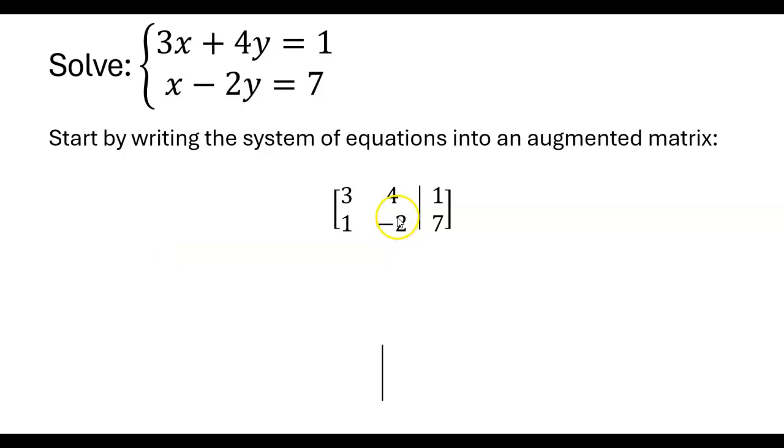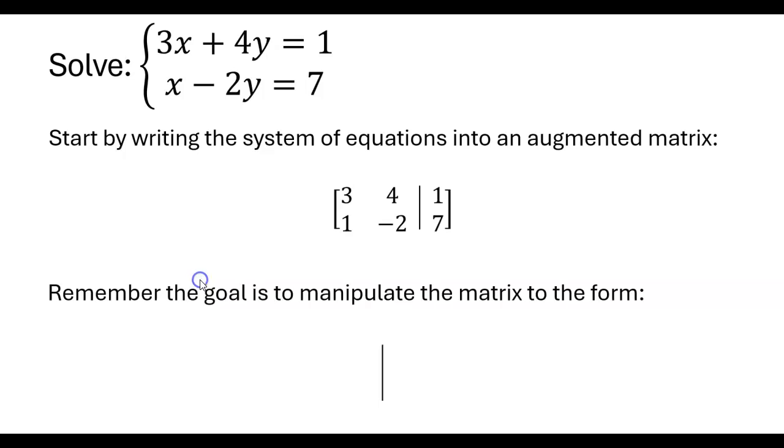Now that simply means on the left side we use our coefficients, 3 and 4 for the first equation, 1 and -2 for the second equation. And then on the right side we have our constants, 1 and 7. You'll notice the vertical line. All that does is separate the coefficients from the constants. Think of it as the equal sign within the matrix.